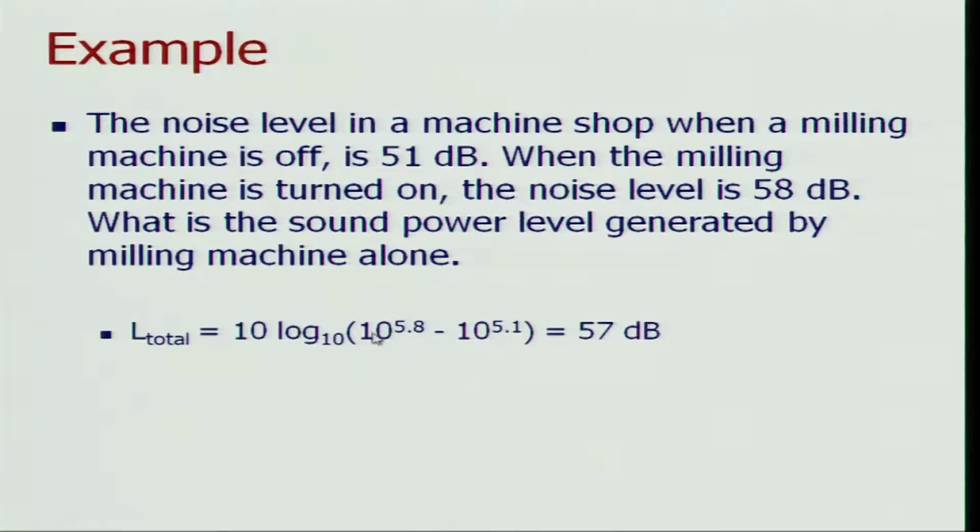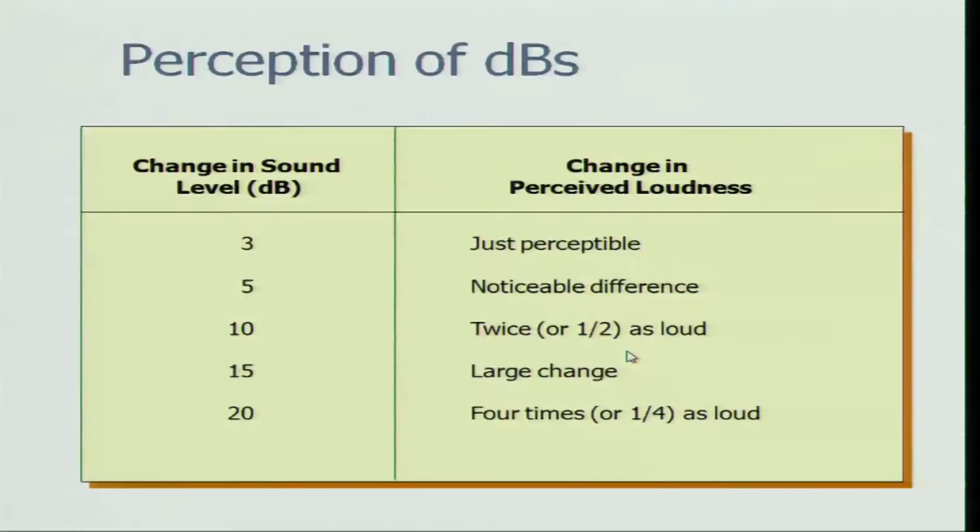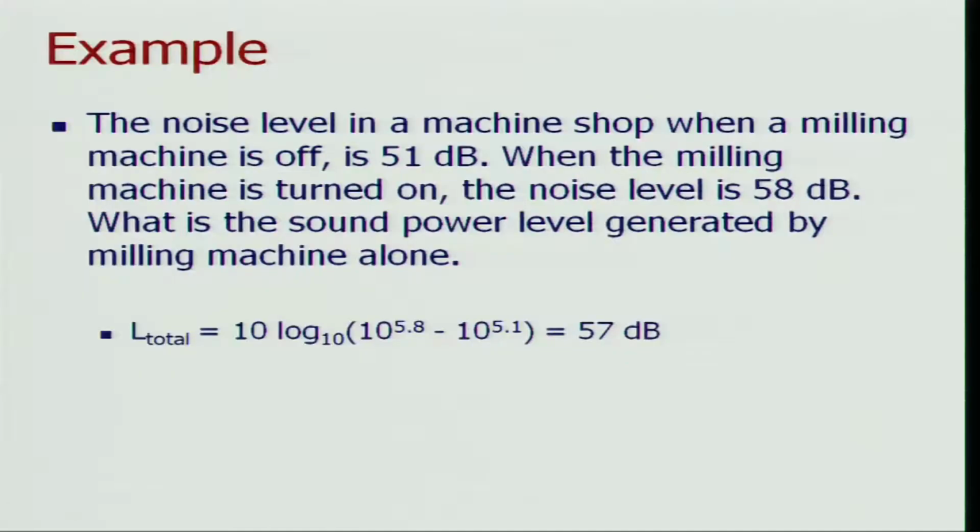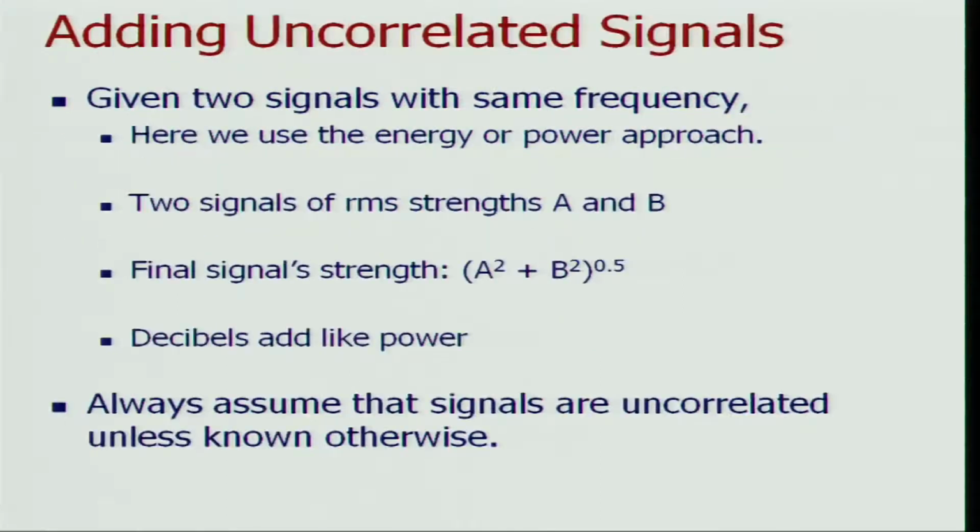You find the overall power level when everything is running, which is 10 to the power of 5.8, and then you subtract from it 10 to the power of 5.1. So you get the difference in power levels, and that is the power generated by the milling machine alone. Then you take the 10 log of that number and you get 57 decibels. Okay? So this is important.